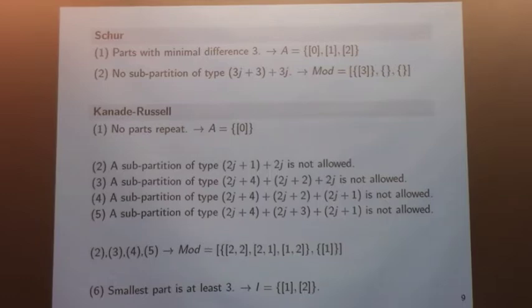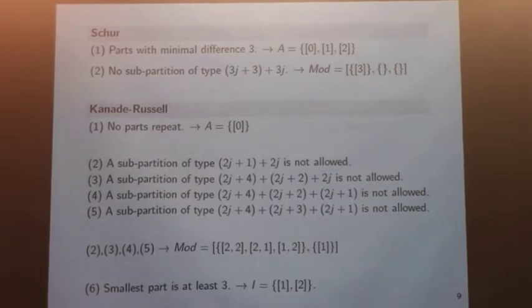So the Kennedy-Russell conjecture, no parts repeat. A is equal to the set containing 0. Subpartition of type 2j plus 1 plus 2j is not allowed. So as we mentioned before, if the largest part is odd, then we're forbidding 1. So that's why we have 1 here. And all these 3, 4, and 5 correspond to the largest part being even. So they all fall into the first set. So this first one forbids 2, 2, 2, 1, and 1, 2. So we have these. Smallest part is at least 3. So I is equal to 0, 1, and 2.